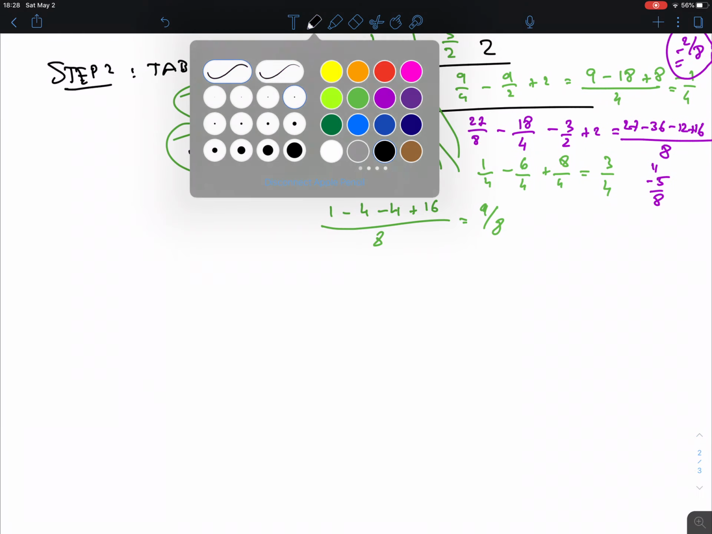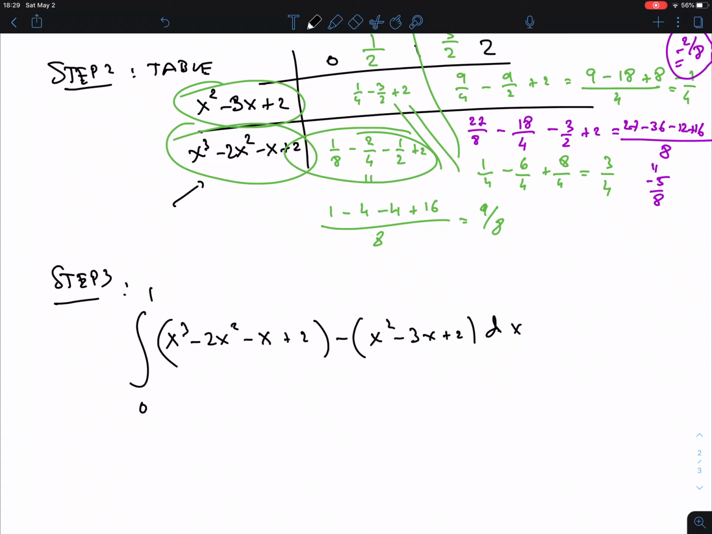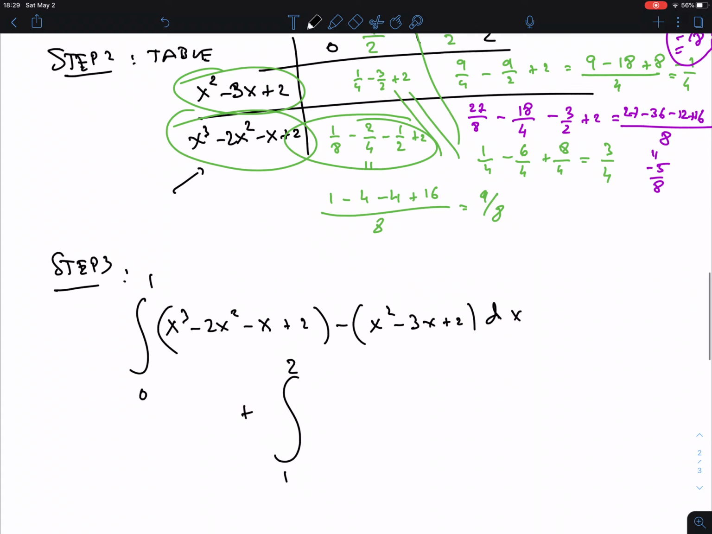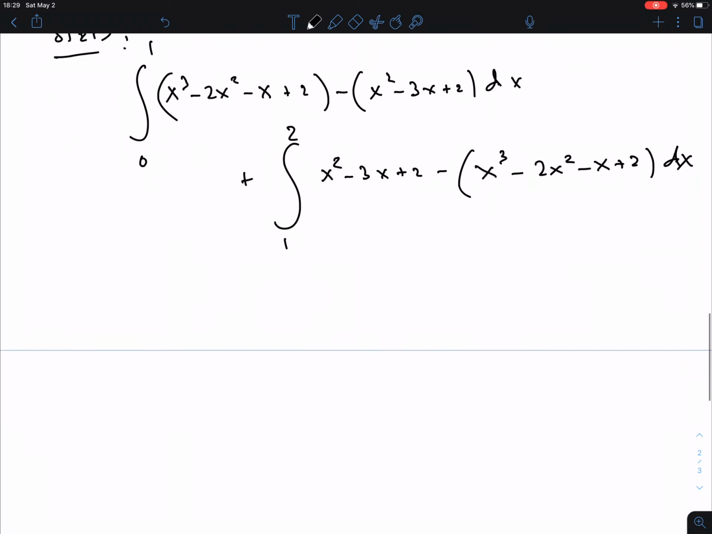Okay, so step 3, our integral from 0 to 1. We're gonna take this guy as the top one, so I get x cubed minus 2x squared minus x plus 2, and from that we subtract x squared minus 3x plus 2 dx, plus, and now we go from 1 to 2 and we do the other way around. So x squared minus 3x plus 2 minus x cubed minus 2x squared minus x plus 2 dx.